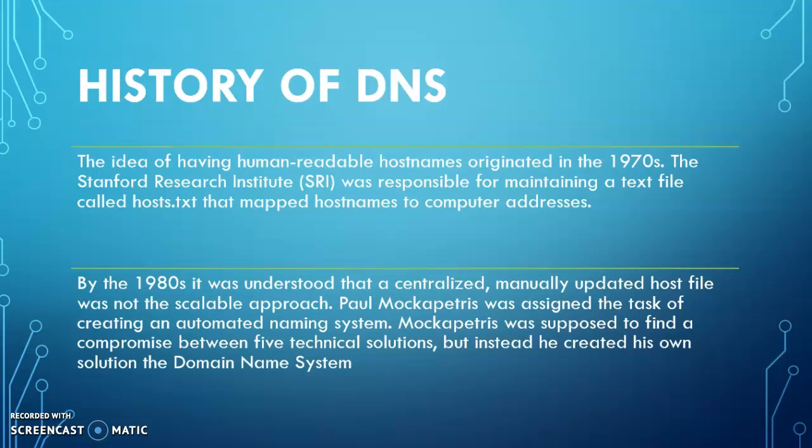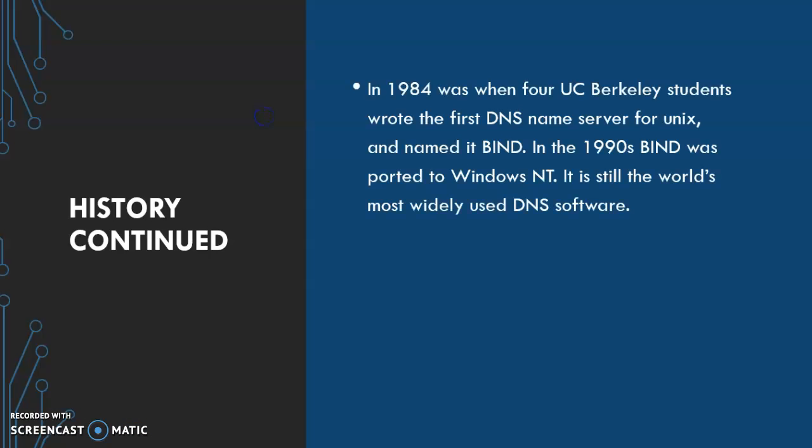And then in 1984, four UC Berkeley students wrote the first DNS name server for Unix and named it BIND. By the 1990s, BIND was ported to Windows NT, and it is still the world's most widely used DNS software today.